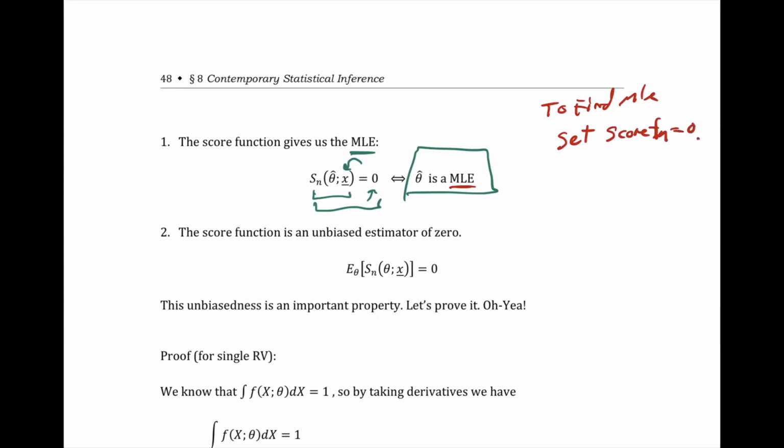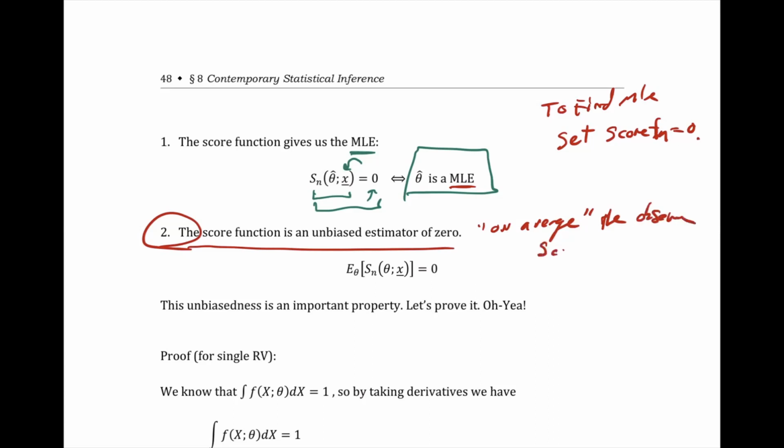Well, this only makes sense if, in fact, the score function is 0. And this is going to turn out to be the case. So it turns out the score function is an unbiased estimator of 0, meaning on average, the observed score function is 0. So that's what this says. This says the expected value of the score, that's the score function, the expected value is this outside piece here. The expected value of that thing is 0.